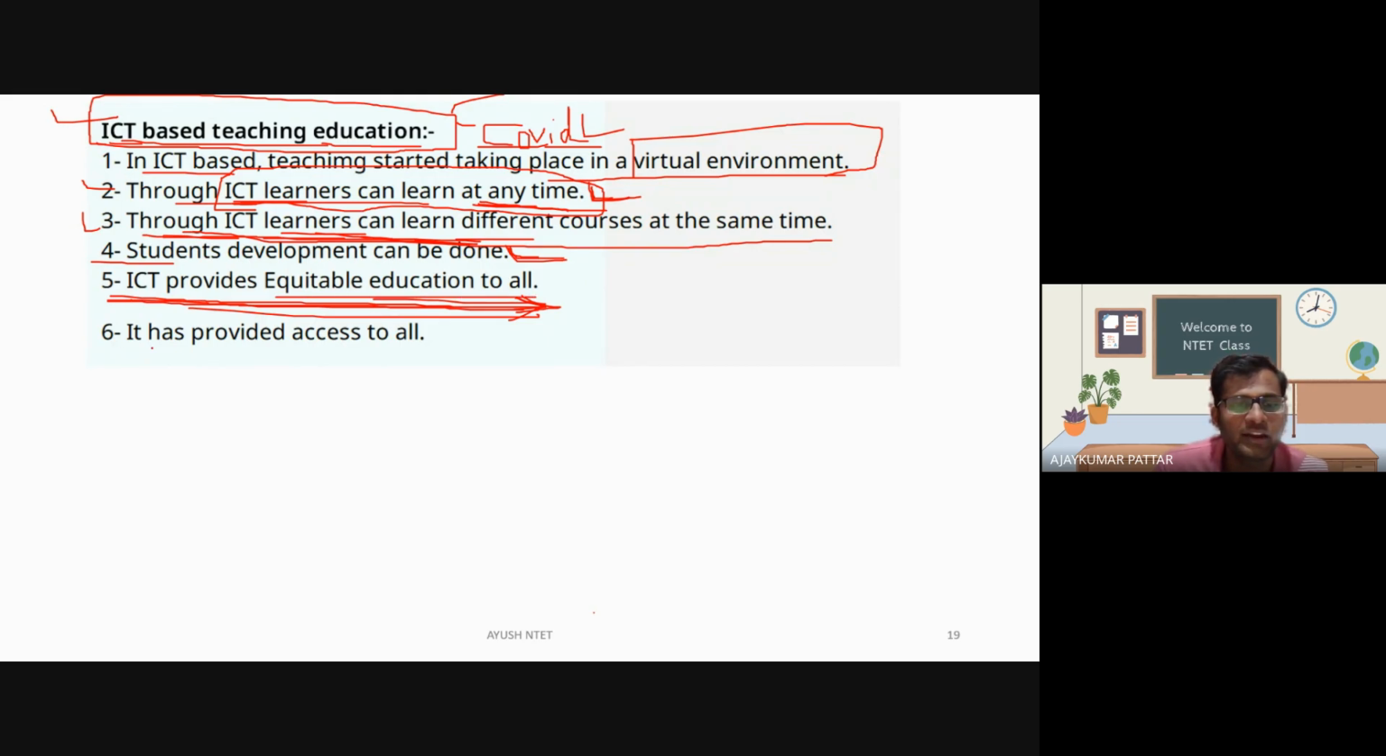Then it has provided access to all. Anyone can access the ICT courses, online courses. There is no restriction. But in traditional, the fifth class students should enter the fifth class only. Sixth class, he can go to the sixth classroom only. He can't do other courses. But with ICT you can access. It provides access to all.